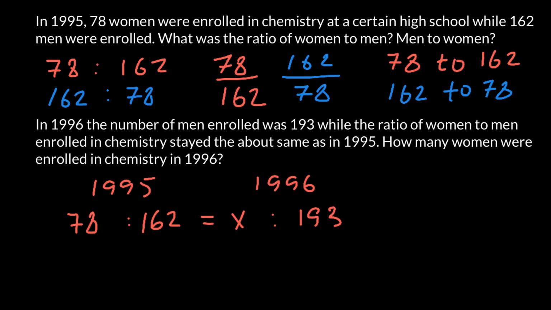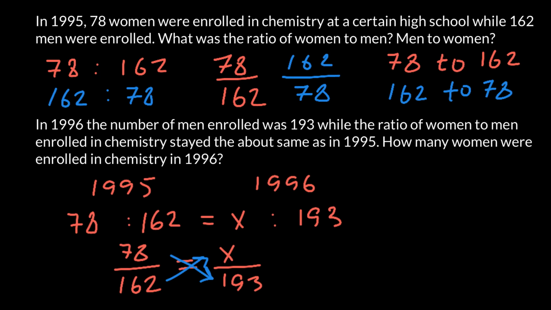And let me rewrite this as a fraction. So 78 women over 162 men would equal x for women over 193 for men. And now we are going to use the rule of cross multiplication. So we multiply these numbers as follows, and what are we going to get?